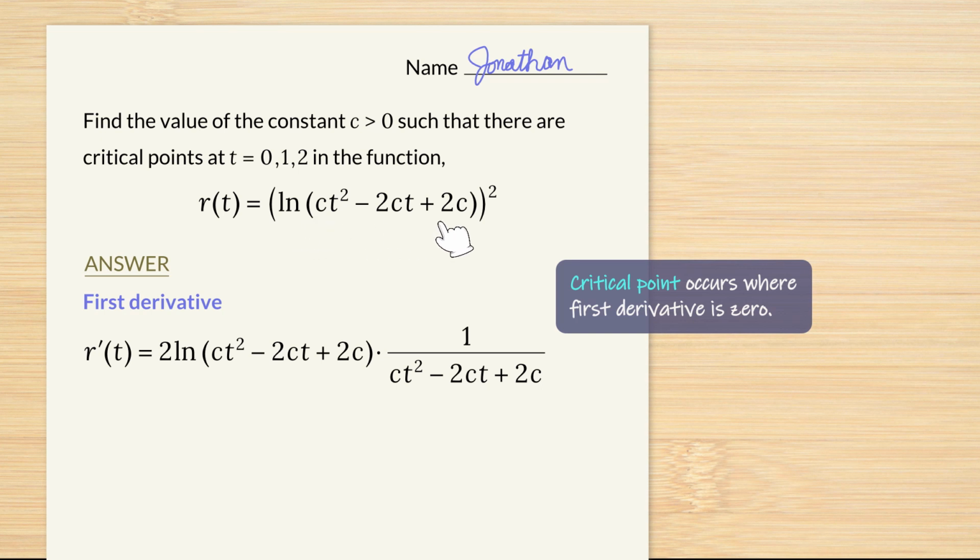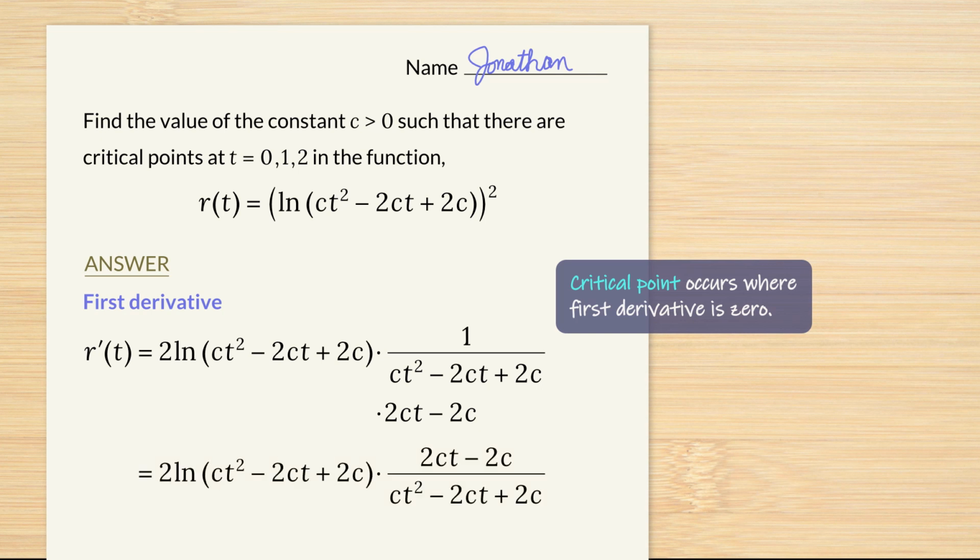Now differentiate that polynomial inside: 2ct minus 2c. There's a lot of different things being multiplied and divided together. Let's bring these individual pieces together. There is a common factor of c among all the terms in the numerator and denominator. Let's cancel a factor of c from each term in that fraction. I think that's as much as we can simplify that first derivative.